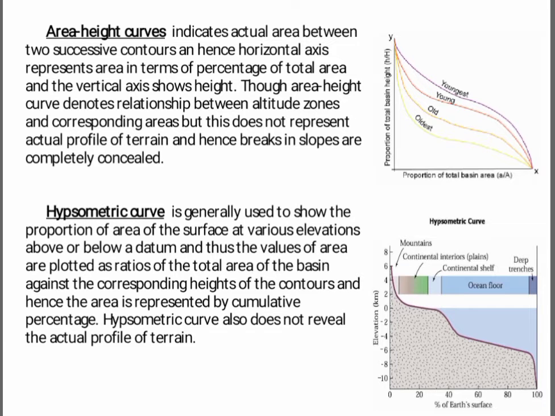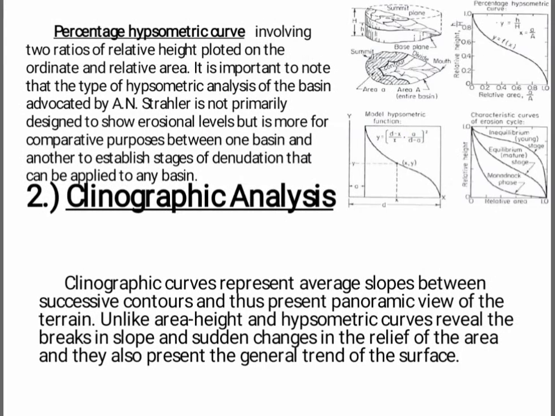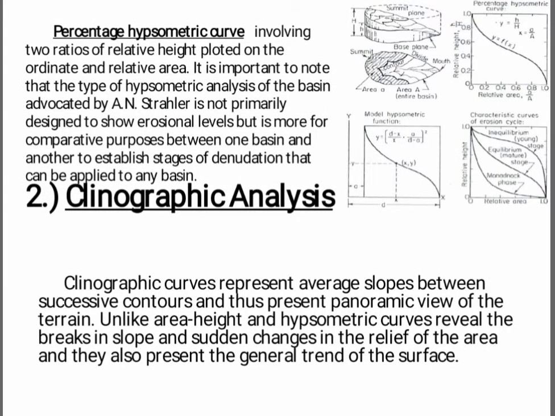The hypsometric curve is generally used to show the proportion of area of the surface at various elevations above or below a datum, and thus the values of area are plotted as ratios of the total area of the basin against the corresponding heights of the contour, and hence the area is represented by cumulative percentage. The hypsometric curve also does not reveal the actual profile of terrain. The percentage hypsometric curve involves two ratios, relative height plotted on the ordinate and relative area.